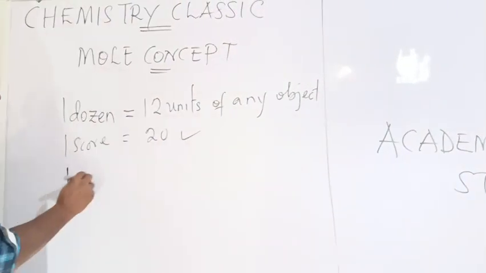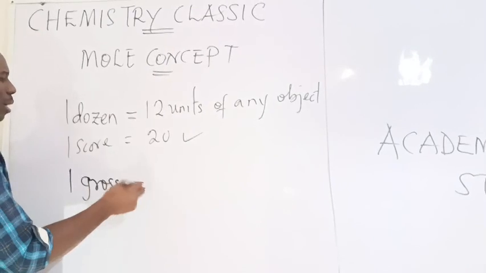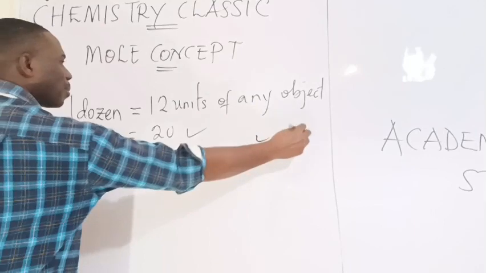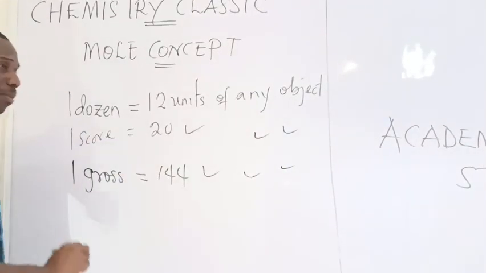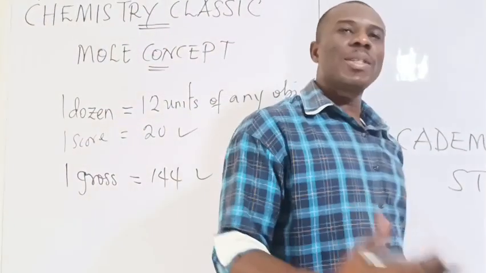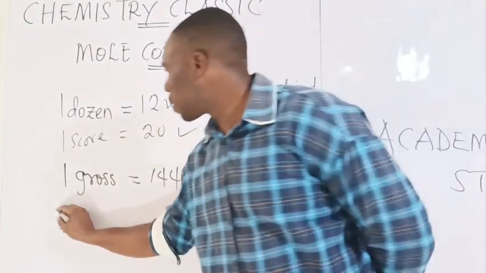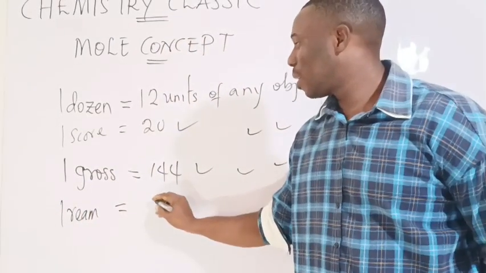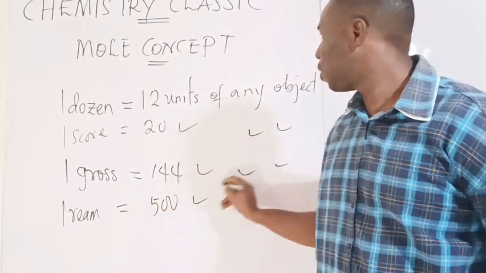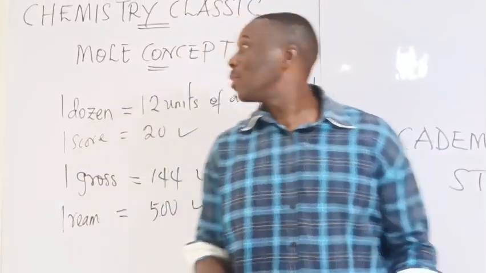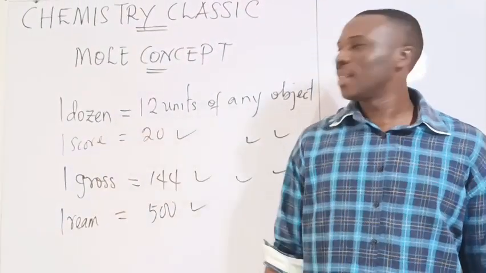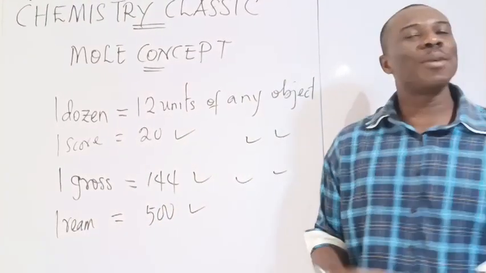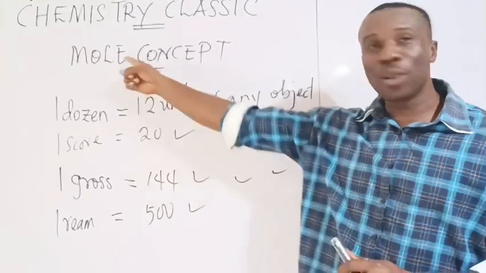And of course, a gross is exactly 144 units of any object. And a ream, take for instance a ream of paper, one ream is exactly 500 units of that object. But in chemistry, we don't count in dozens, neither do we count in scores, nor gross, nor reams, which have their unique values. We count in a unique value, which we call the mole.